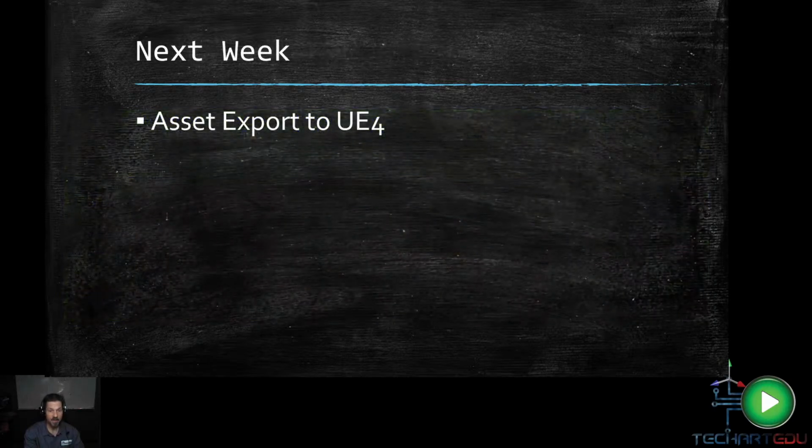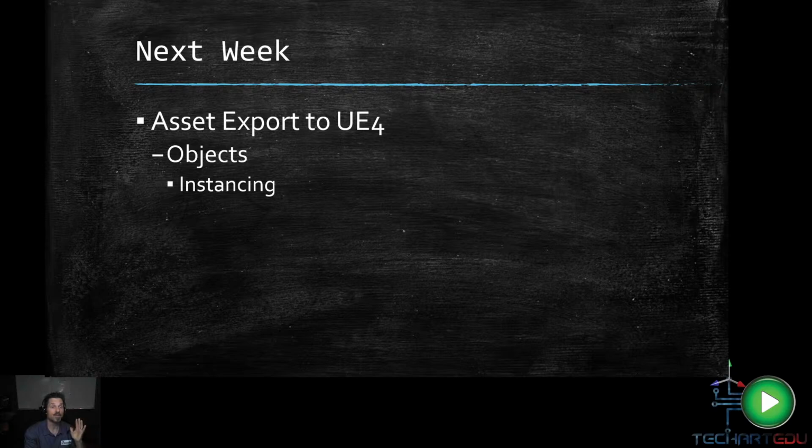Okay, now next week, what we're going to be talking about is how to export assets out of Houdini and into UE4. I'm not going to show how to do it into Unity, because I can get a hold of the UE4 assets and I'm ready to go with that. We're going to show how to export the objects and get the objects in there. What's most important is how to do the instancing correctly.